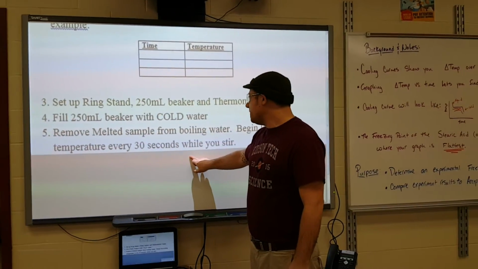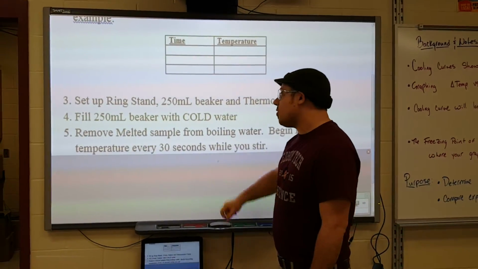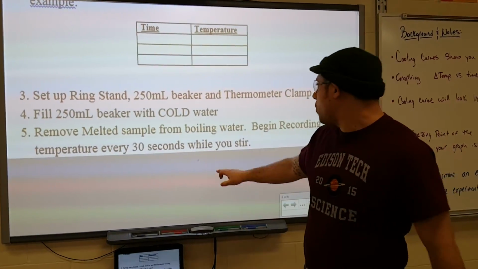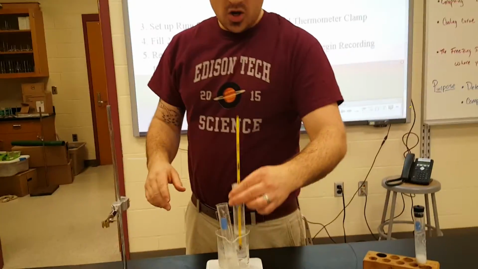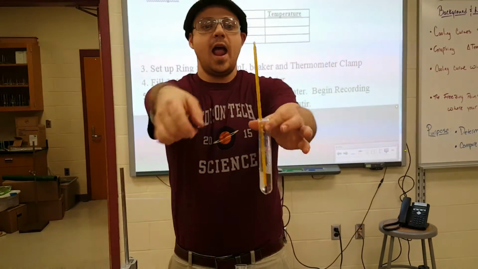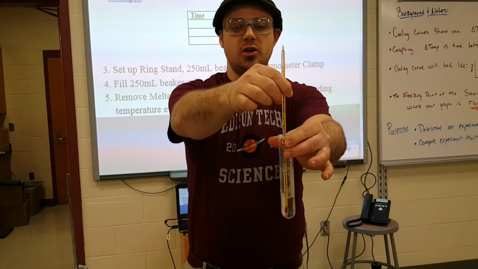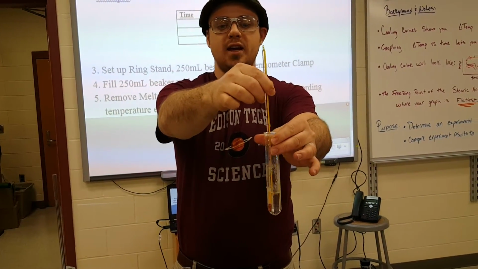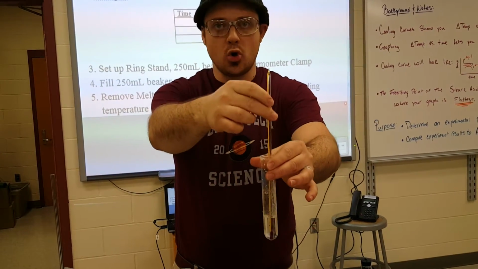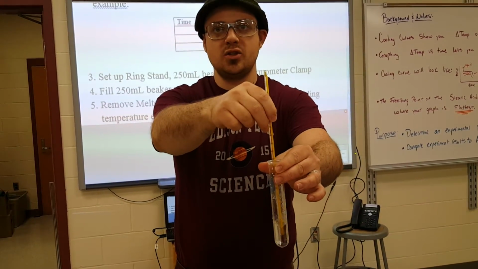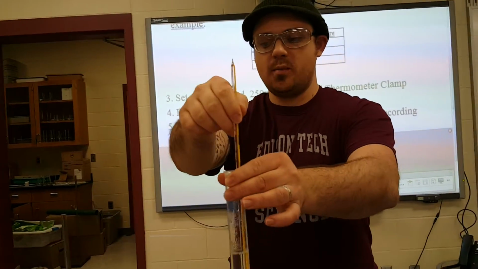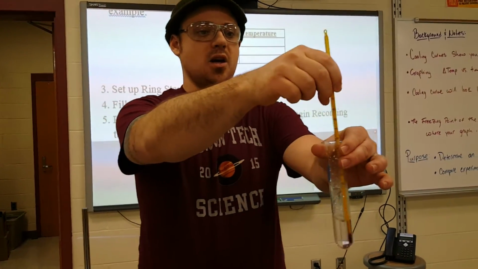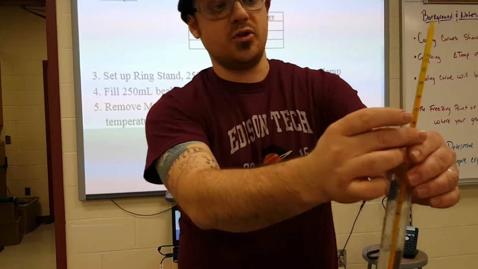Now, remove the melted sample from the boiling water and begin recording temperature every 30 seconds while you stir. So, as soon as everything's all set up and ready to go, you're going to take it out of the boiling water, start stirring nice and gentle, and you and your lab partner, every 30 seconds, look at the clock and record the temperature. So somebody should definitely be the timer person. Sure. Somebody's the stirrer. Every few minutes, maybe hand it off. Okay, if your hand gets tired or something like that, record the temperature every 30 seconds.